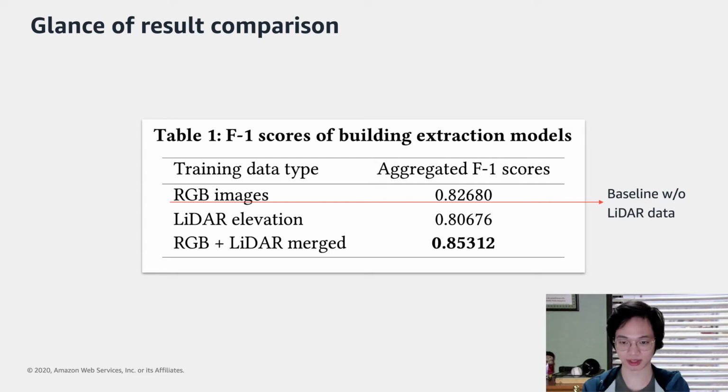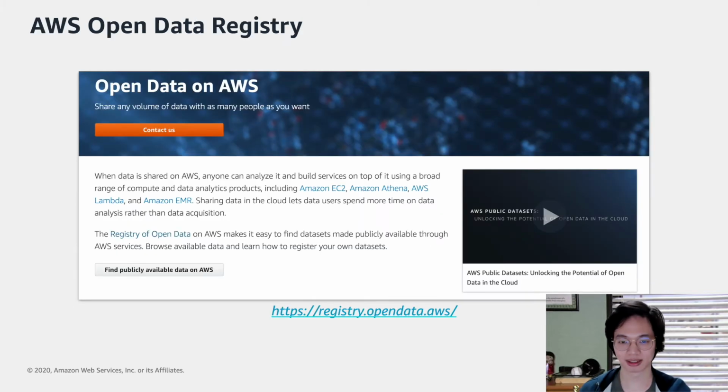That's good news because sometimes you have RGB images, sometimes you have LiDAR data, and those two sources can be separate, they can be independent. You can just choose whichever you want or whichever you have to train a model in your area of interest, or you can combine both if you happen to have both of them. So that's the purpose of showing this idea to you.